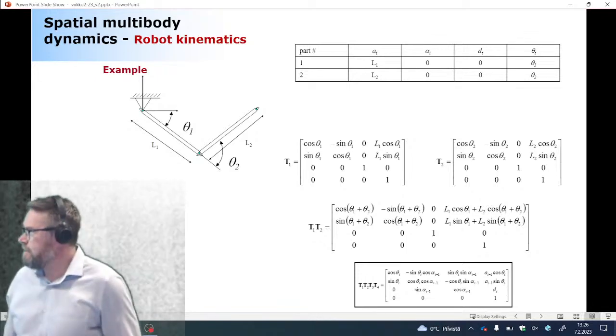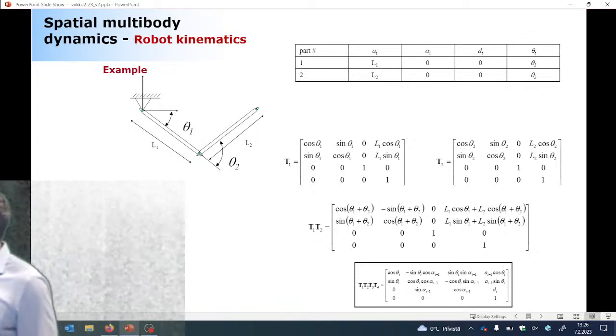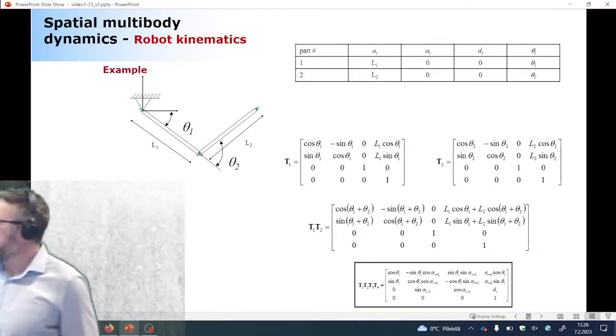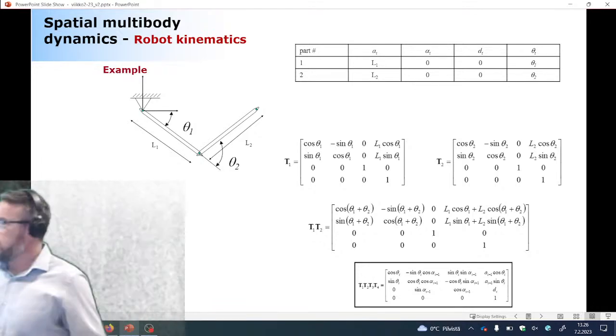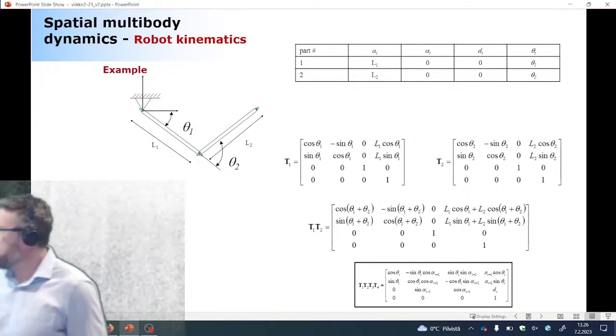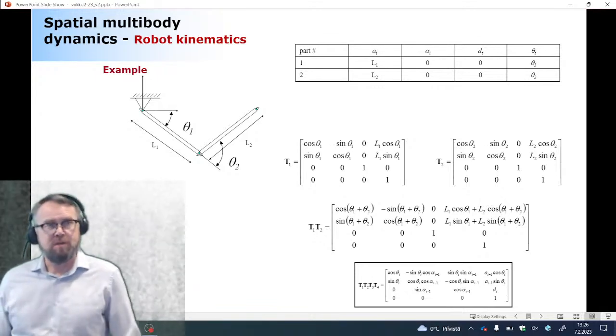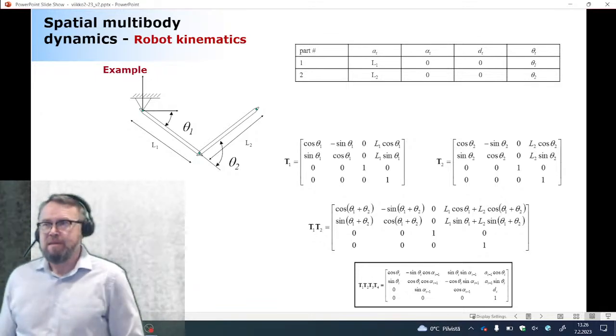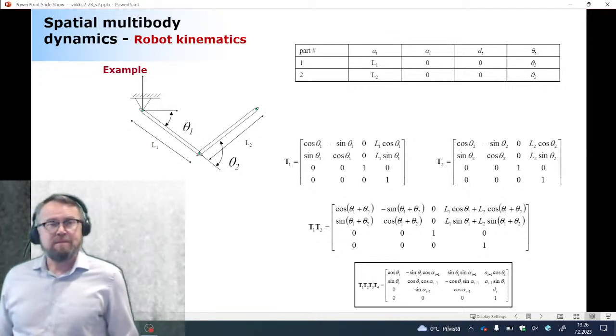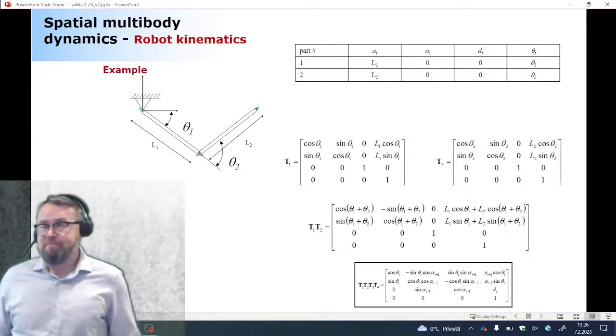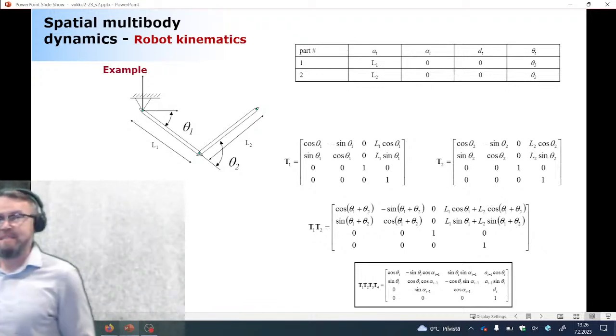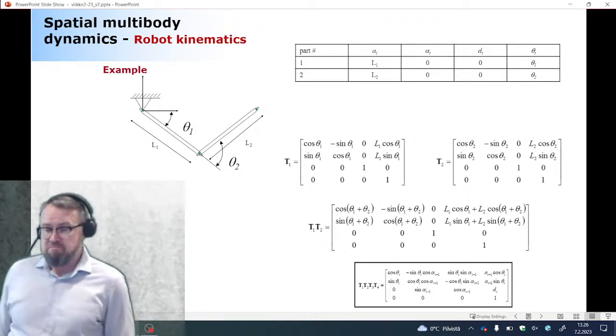So what you're going to get is that this is going to show your final orientation of the end effector. This is going to show the final position of the end effector. This is how simple it is. This is kinematics semi-automatically made. Semi, because the table you need to do, the rest you do automatically.